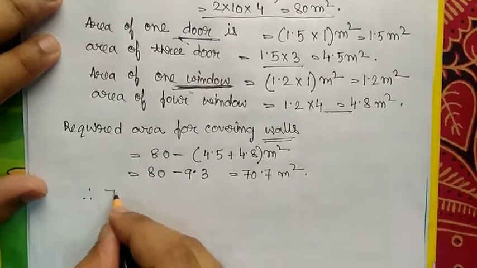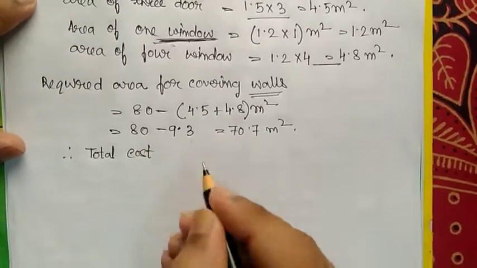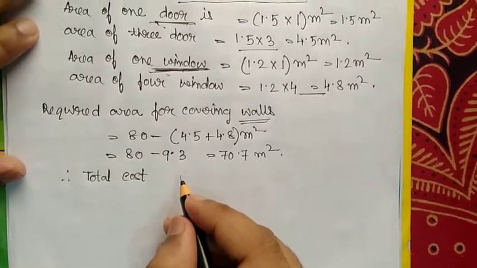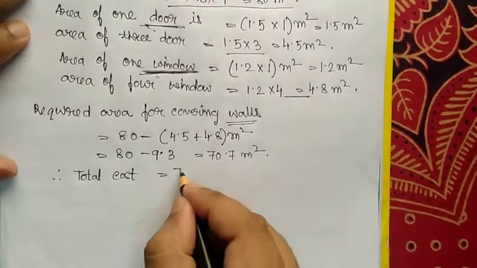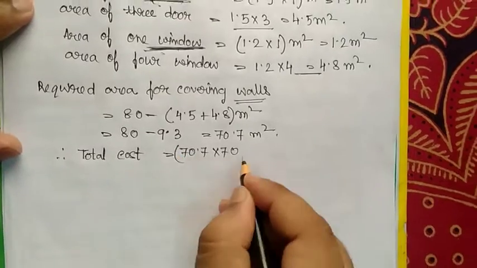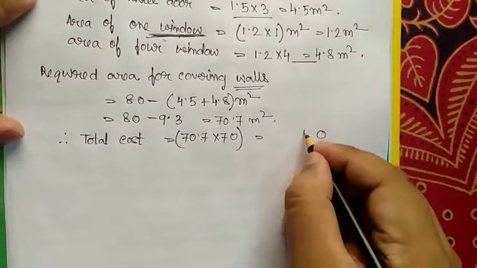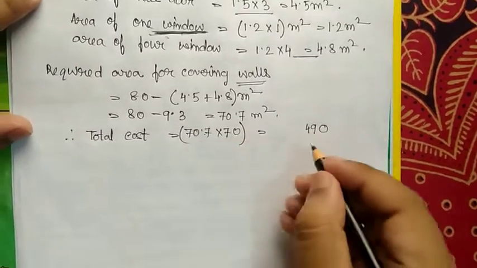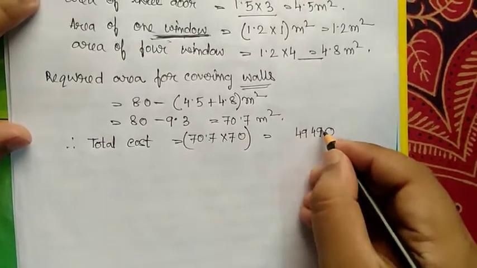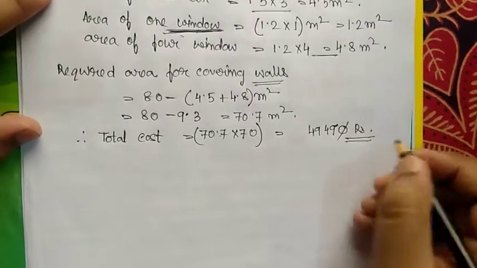So therefore total cost equal to, we know the cost of covering walls by colored paper is rupees 70 per meter square. So 70.7 into 70. So it should be 0, 7 into 7, 49. 7 into 7, 49. So the answer is 4949 rupees.